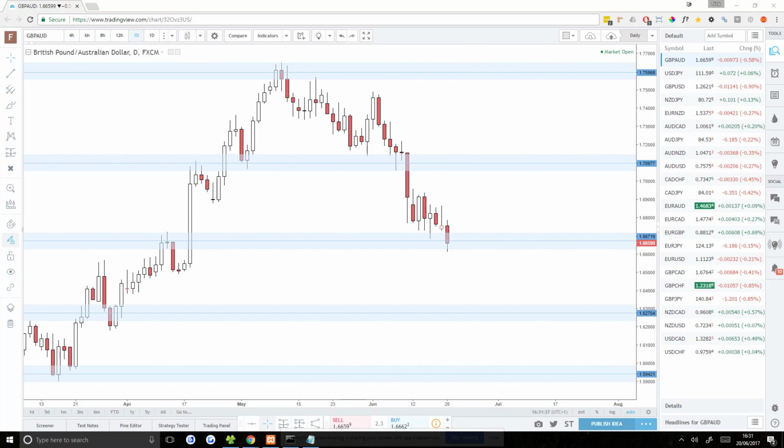GBPAUD. GBPAUD is on top of the support area. It looks like it's slowing down here. So we might see a potential reversal trade here. Keep a close eye on this.